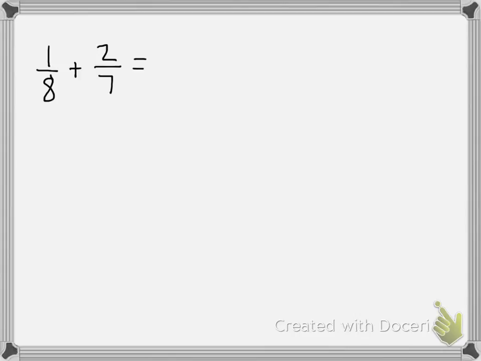You can multiply your two denominators together, and that will always give you a common denominator. It doesn't necessarily give you the easiest one in terms of working in lowest terms, but it will always give you a common denominator. So in this case, let's do it. 8 times 7 is 56. So I'm going to be using 56 as my common denominator.